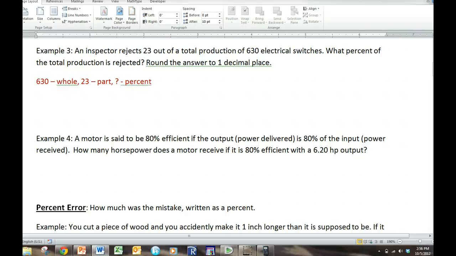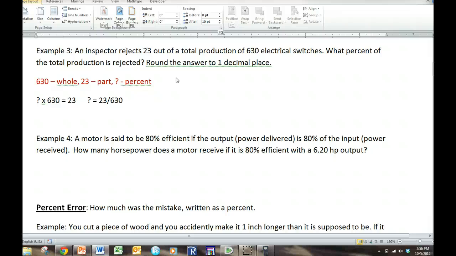So my percent times the whole is equal to the part. The whole is 630, and that equals the part. Now remember, when we do this, since I have a question mark times 630, if I want to know the question mark, I do 23 divided by 630. And you can use the division symbol. You can also use the backslash, which some calculators use for division. Notice it kind of looks like a fraction, because division and fractions are the same thing.